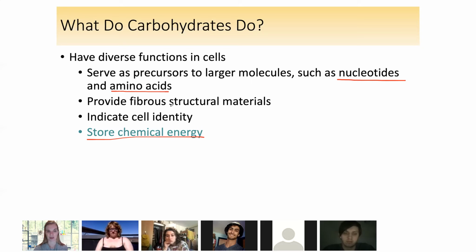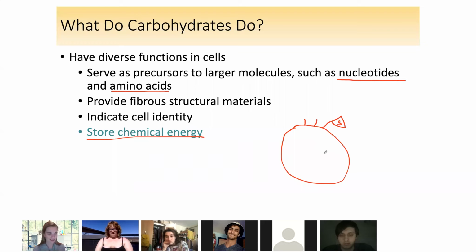We saw that they can provide a nice fibrous type of component to give structure to different parts of cells. And they're also going to indicate some cell identity. So again, if I just draw like a really basic cell, remember they can have carbohydrates that are sticking out on the sides. In some of these, I like to put little flags. So maybe that particular carbohydrate is identifying this cell as belonging to me. And so other cells will notice that, particularly my immune cells, and will say, okay, this cell belongs to Sarah, so I'm not going to destroy it, right?